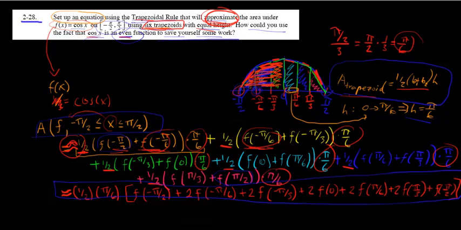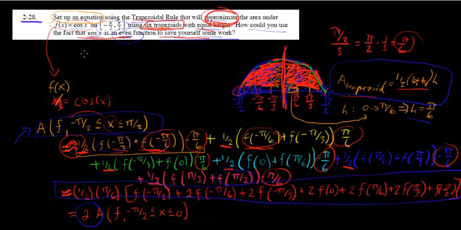And the second part of the question is asking how we can save work given the fact that cosine is even. If you look at the left side and the right side of the y-axis, they have the same area if you're just strictly looking at the left and right. And that's because it's an even function. We can reflect across the y-axis.